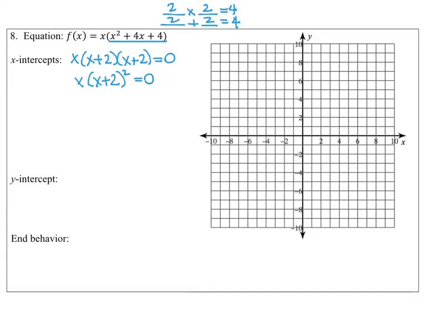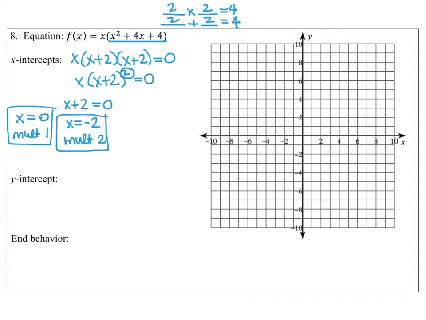I'm going to set each of these factors equal to 0. I have x equals 0. That's as far as I can go. And my multiplicity on this one is a 1. I can also say x plus 2 equals 0. If I subtract 2 from both sides, that gives me x equals -2. Because my exponent was a 2, that means I have a multiplicity of 2. To find the y-intercept, I'm looking to see f of 0 equals 0 times 0 squared plus 4 times 0 plus 4, which is just equal to 0.